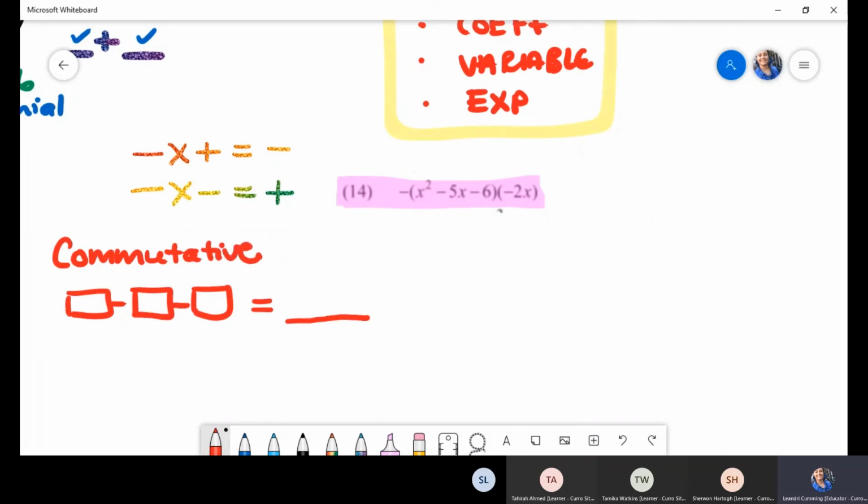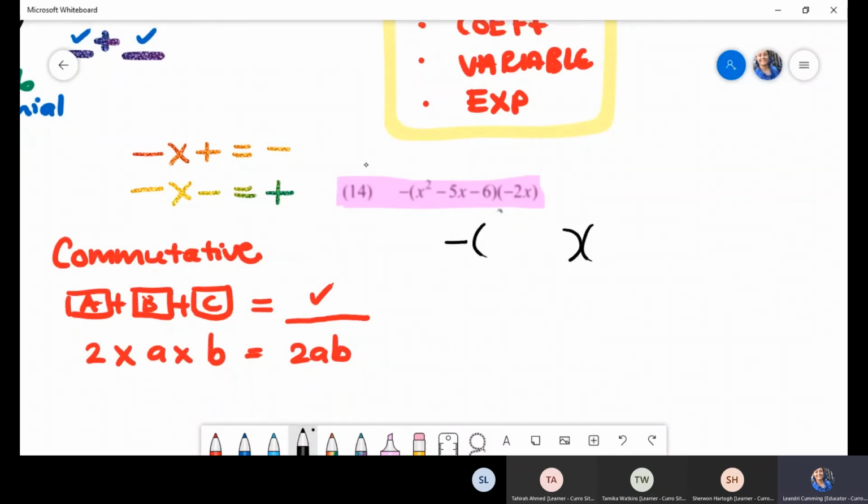The commutative law tells me that I may add A and B and C and I will still get the same sum, or I may multiply and I will still get the same product. Therefore, the commutative law tells me that if I have minus something, I'm going to call this A and B. I may also say minus B times A.